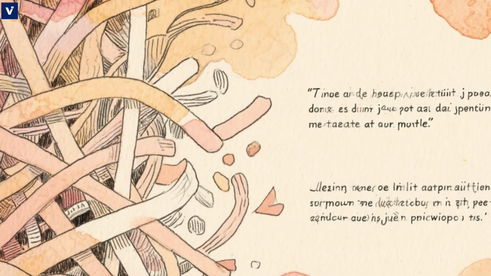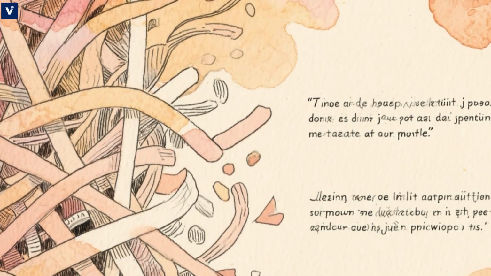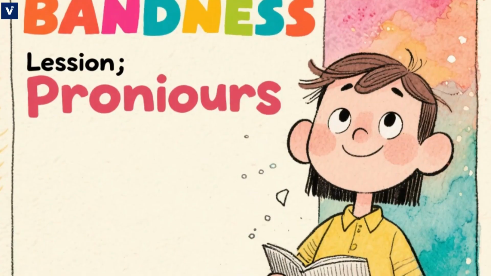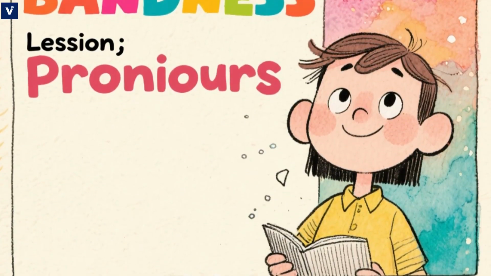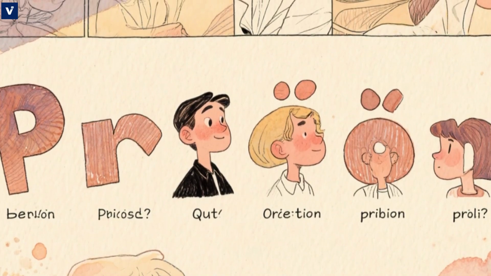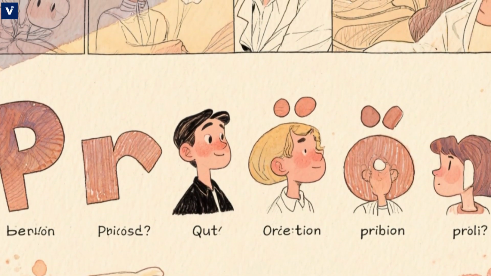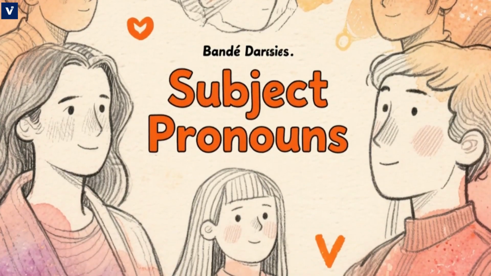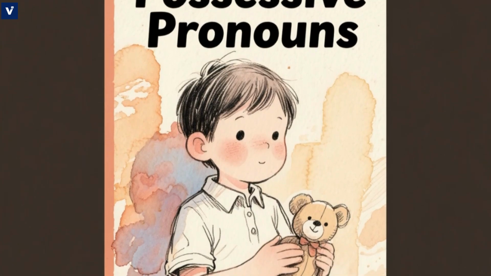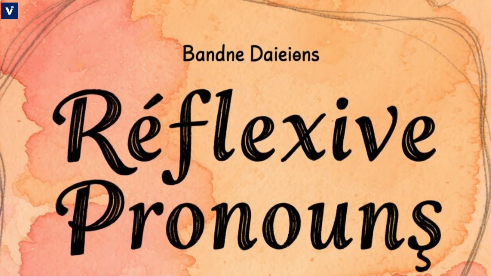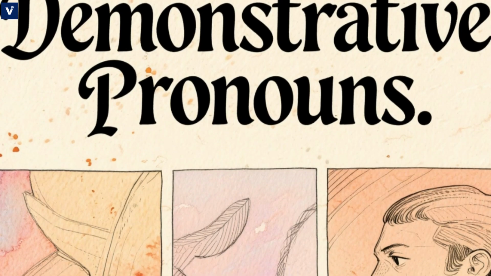Types of basic English pronouns. In this lesson, we will learn 5 basic types of pronouns: subject pronouns, object pronouns, possessive pronouns, reflexive pronouns, and demonstrative pronouns. 1. Subject pronouns. Subject pronouns are used as the subject of a sentence.